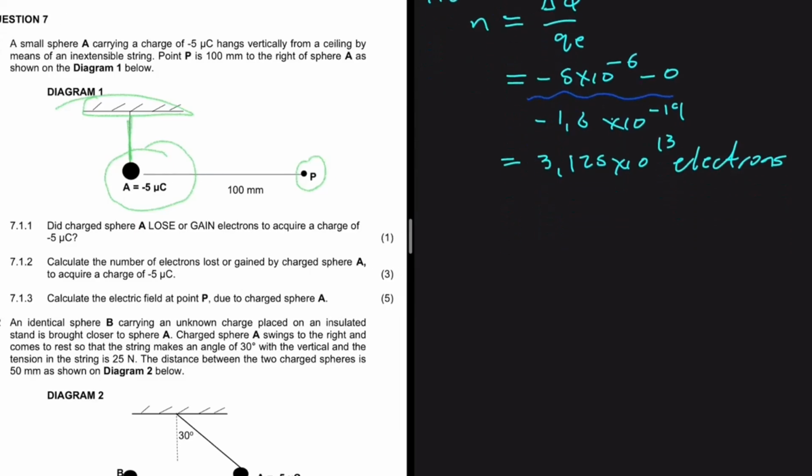And then 7.1.3 says, calculate the electric field at point P due to sphere A. And the mark allocation is 5.